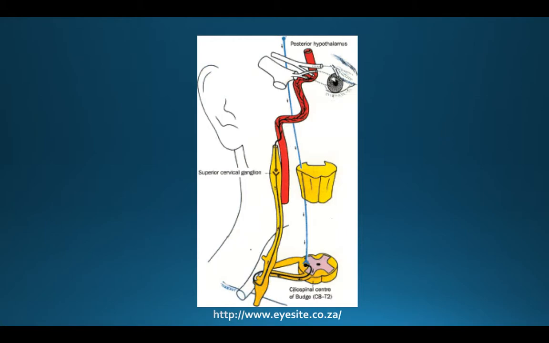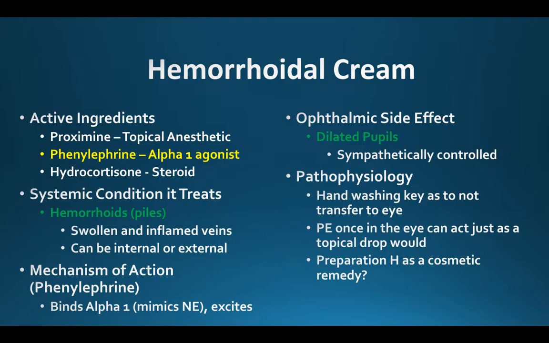Here's a picture of the sympathetic pupillary pathway. It starts in the posterior hypothalamus, travels in the spinal cord, synapses in the spinal cord, then leaves the spinal cord as the presynaptic neuron, synapses in the superior cervical ganglion, and leaves as the postsynaptic neuron, and will travel with the internal carotid artery to the iris dilator. The way that this works is it has phenylephrine in it. Phenylephrine can act like norepinephrine.